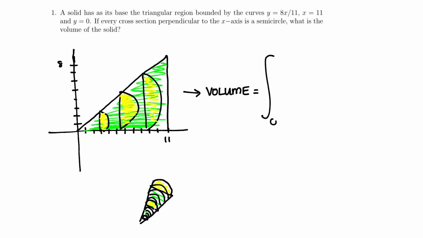The pattern is we're going to integrate a bunch of cross sections. They have a certain thickness because we're integrating perpendicular to the x-axis. And we have semicircles going in here. We already know that the area of a semicircle is pi r squared divided by 2, because a circle is pi r squared, but we have half a circle. So our job is to figure out what the radius is. Could that radius be its own equation?